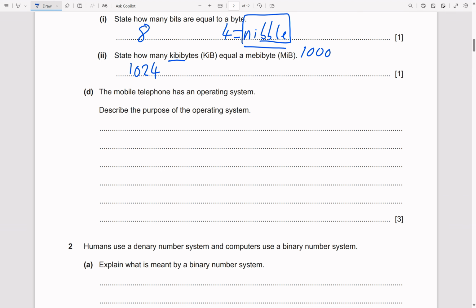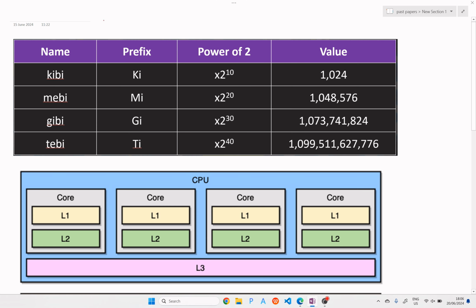And I do actually have a picture here for this one. So 1 kibibyte is going to be 2 to the power of 10, because 2 to the power of 10 is 1024. Then mebi is 2 to the power of 20, which is this value here. Gibi is 2 to the power of 30, tebi 2 to the power of 40. So the pattern you see is that the power just increments by 10: 10, 20, 30, 40.